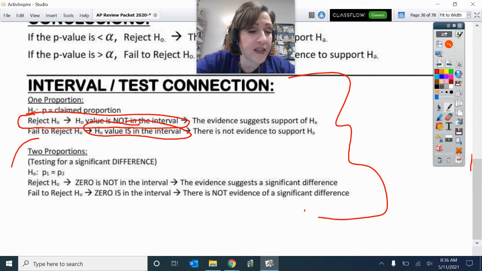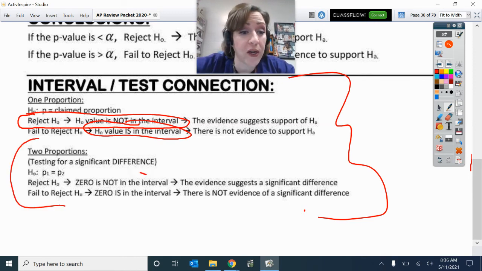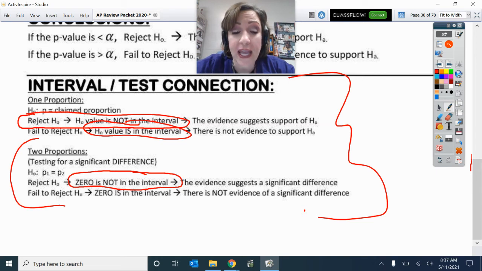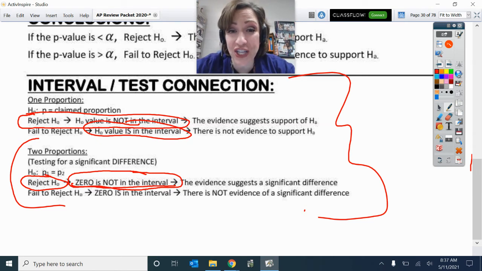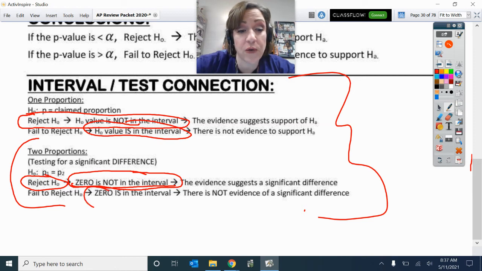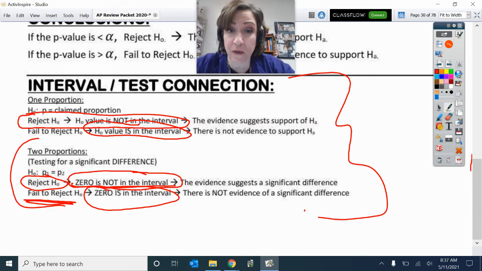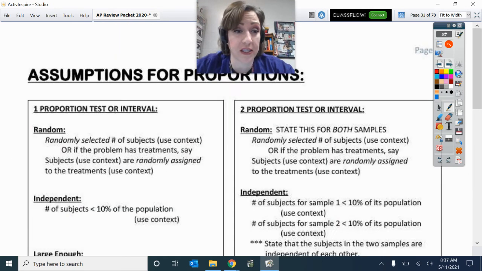All right. And then for the two proportions, remember we're interested in, does our interval contain 0 or not? If 0 is not in the interval, then I have evidence of a difference. So if I go run a test, I probably would have rejected the null hypothesis. And finally, if 0 is in there, then I do not have evidence of a significant difference. So upon running a test, we would fail to reject.